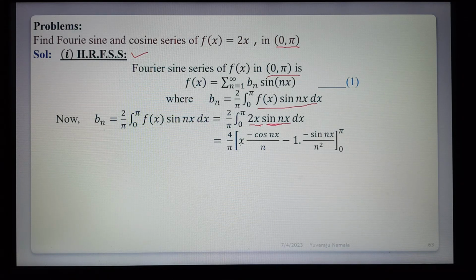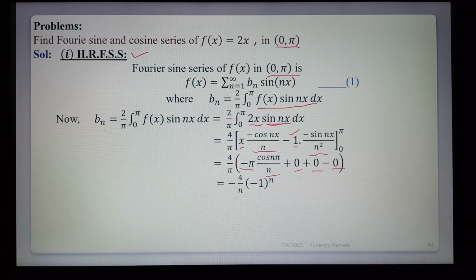U into v, x into integration of v, integration of sin x is minus cos nx by n, minus derivative of x is 1. Again 1 is a constant, derivative of sin is minus sin nx by n square, limit 0 to pi. Substituting the upper limit x is equal to pi: minus pi into cos n pi by n, plus sin n pi is 0. Lower limit x is equal to 0 gives 0, sin 0 is 0. Simplification is minus 4 by n into minus 1 power n. This is the bn value.